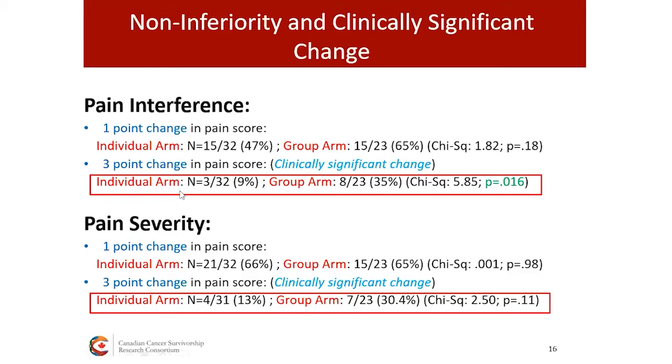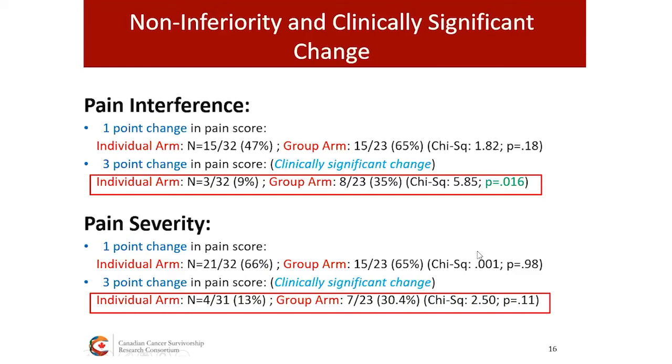But coming on to the 3 point change, patients who experienced a 3 point change on a scale of 10, we can see here 9% experienced it in the individual arm, whereas 35% experienced it in the group arm. And the difference was statistically significant, again suggesting that in the group arm, more people experience a bigger change in their pain scores. Coming on to pain severity, again, a 1 point change was experienced by 66% of patients in the individual arm and 65% in the group arm. But again, it was not statistically significant.